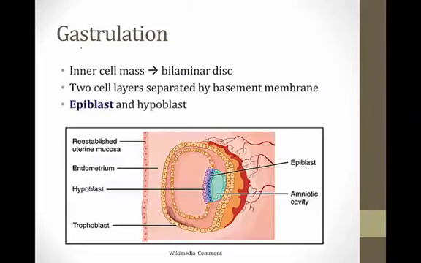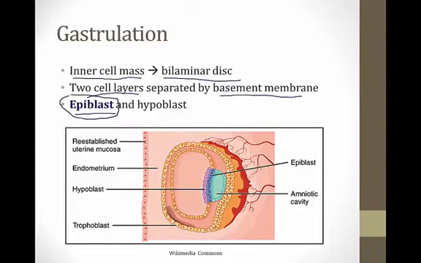The way that gastrulation occurs is that the inner cell mass, which I showed you a few slides ago in the blastocyst, forms a structure called the bilaminar disc. The bilaminar disc contains two cell layers, that's why it's called bilaminar, separated by a basement membrane. And the two cell layers are called the epiblast and the hypoblast, and they're both shown in my picture on the screen here. And I've bolded the word epiblast because the epiblast is what will develop into the embryo. The hypoblast develops into the yolk sac and some other important structures in the womb, but it does not develop into any future embryonic structures.